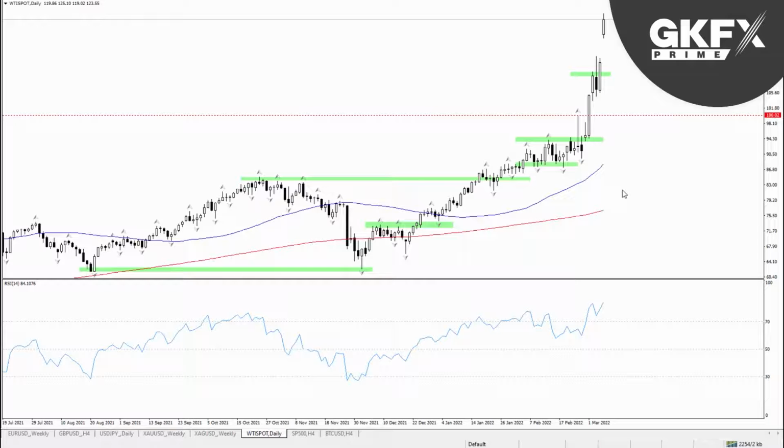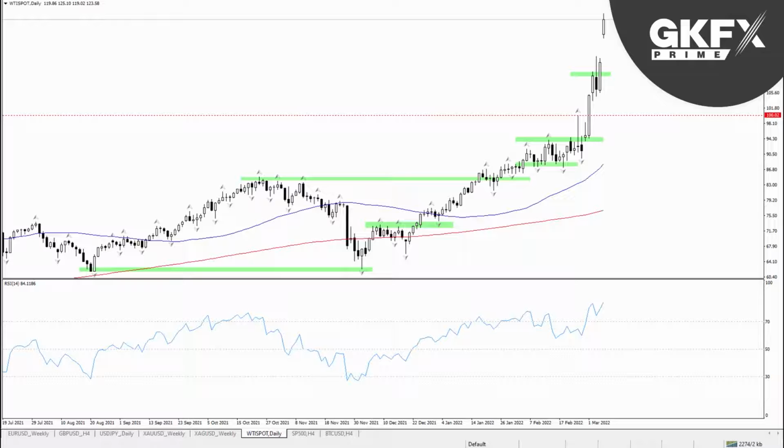Moving on to the oil market, and yes, this is really impressive stuff. It's been going up for a long time already. Remember, WTI, which we're looking at now, was actually negative according to some contracts back in 2020, but now we're up and it's $123 per barrel.